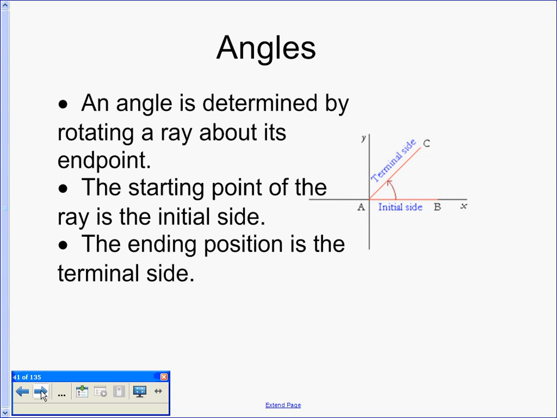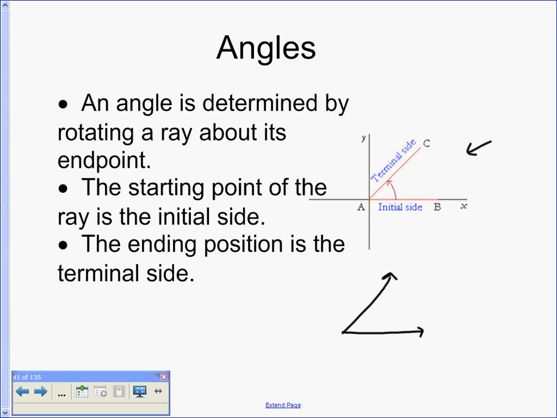Okay, so first of all, let's talk about angles. Angles, we all know what angles look like. They look like this, okay? And for every angle, there's an initial side and a terminal side, and you can see that better in this diagram that I have. You have your initial and your terminal side.